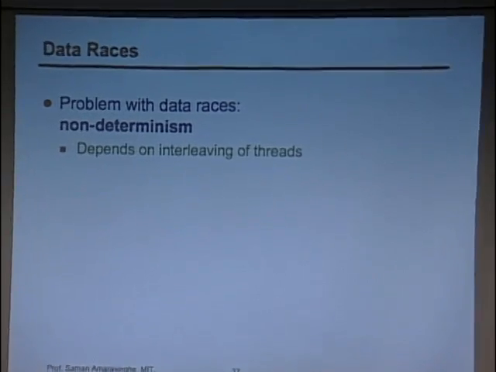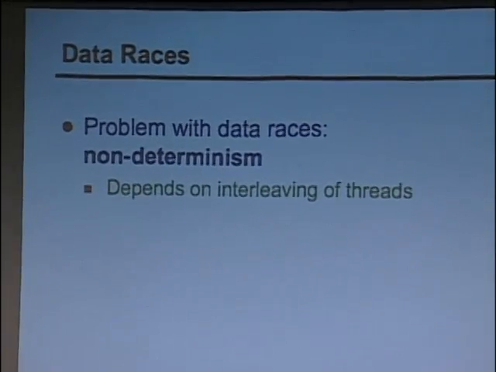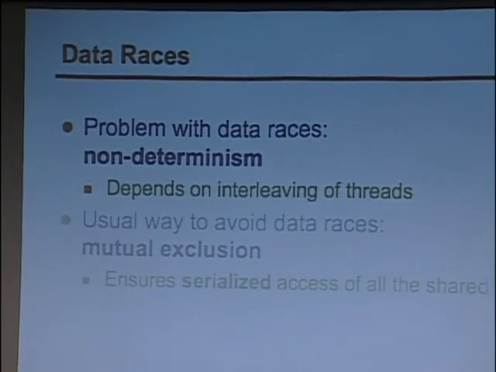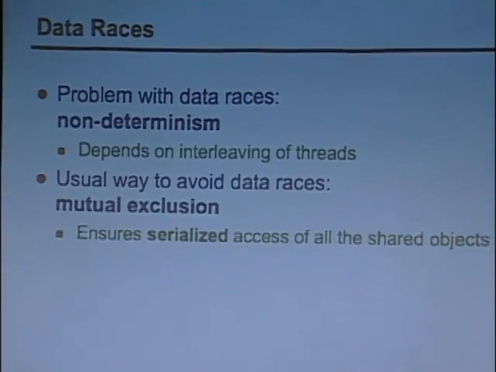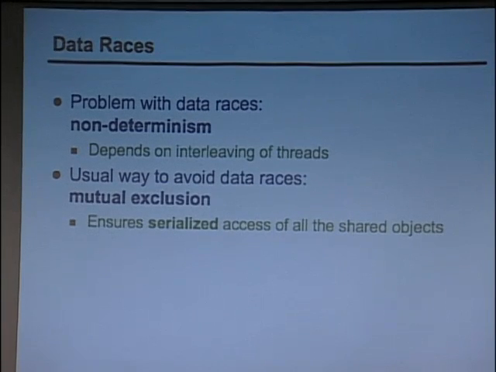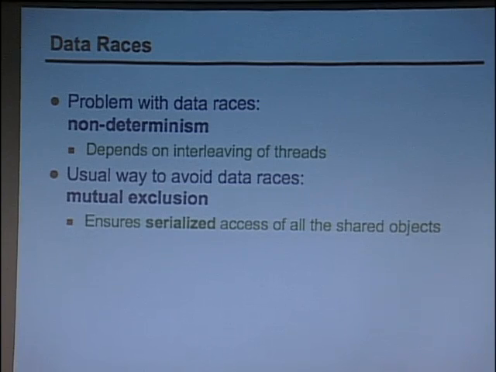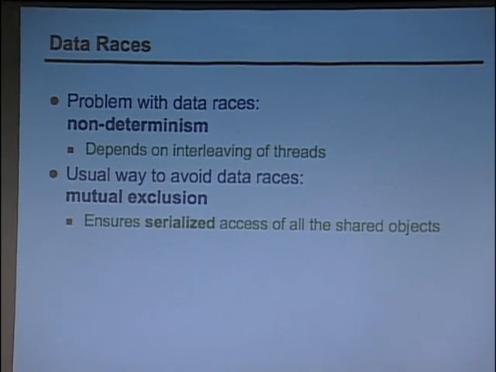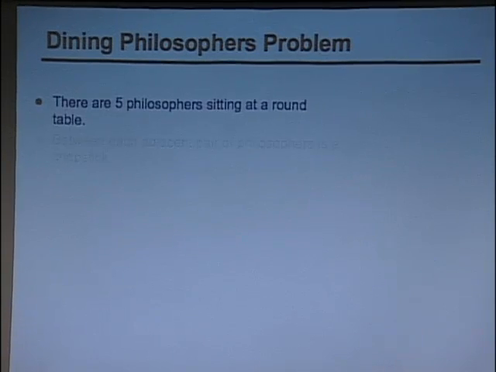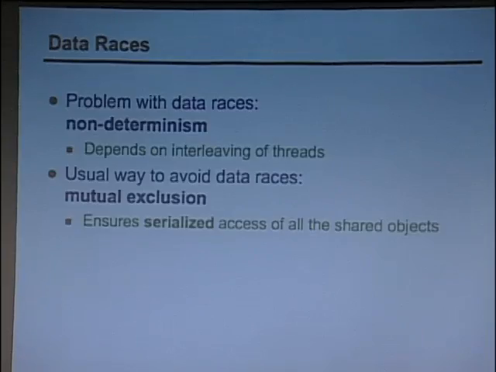And the problem with data races is this non-determinism. We usually avoid that with mutual exclusion. If you have the same data access, make sure that they are in a mutual exclusion region, and you can basically serialize access to all the objects.